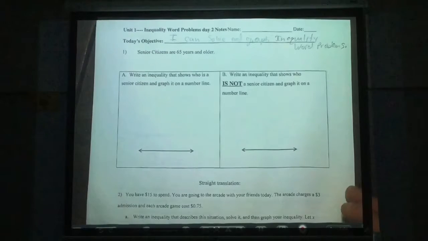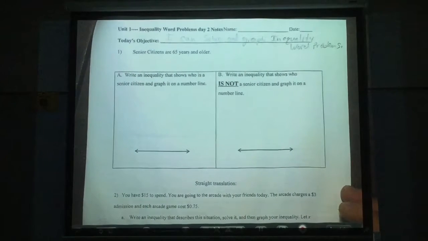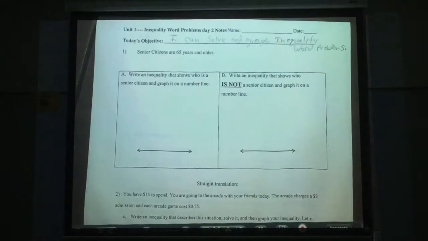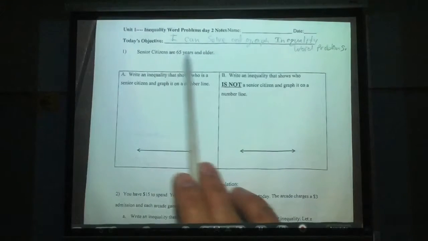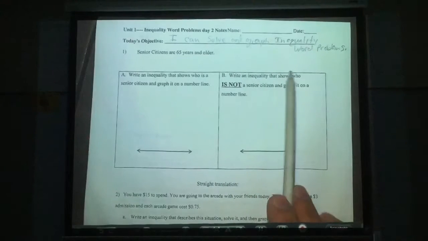Hey guys, welcome back. So we're going to do another day on word problems with inequalities. Let's go and write down today's objective. Today's objective is I can solve and graph inequality word problems.